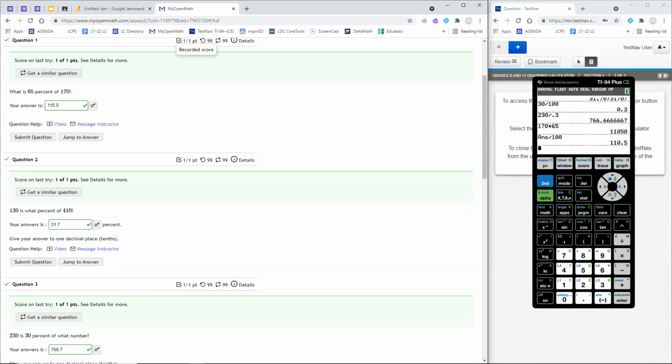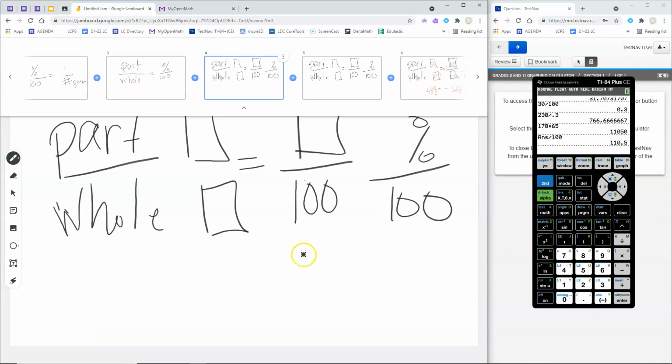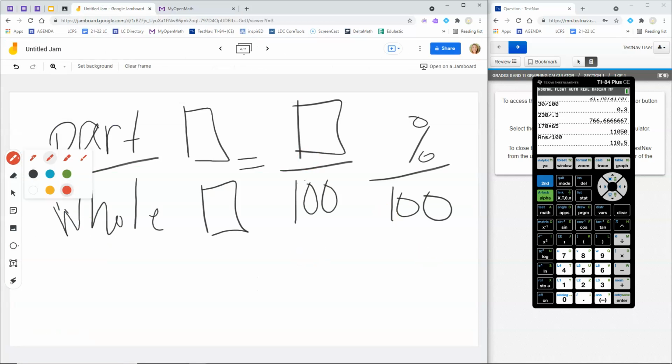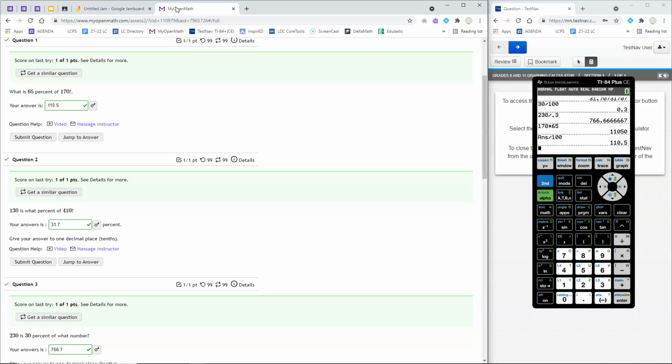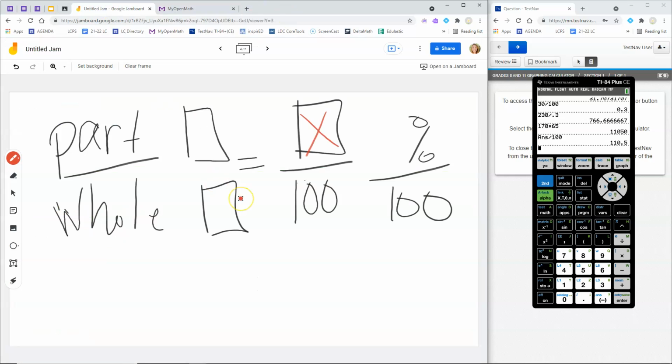It says 130 is what percent of 410. So the what percent, that means that your percent piece is your x in this case. Okay, so I'm going to put x here. That's what I'm trying to figure out. It says 130 is what percent of 410. So 130 is the part, 410 is the whole. So 130 is the partial amount, 410 is the whole amount. Okay, so 130, 410, and then cross multiply.